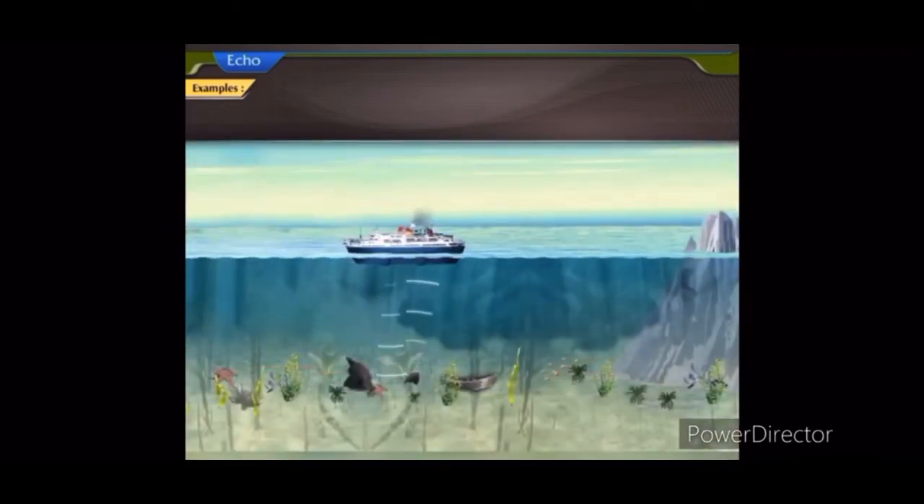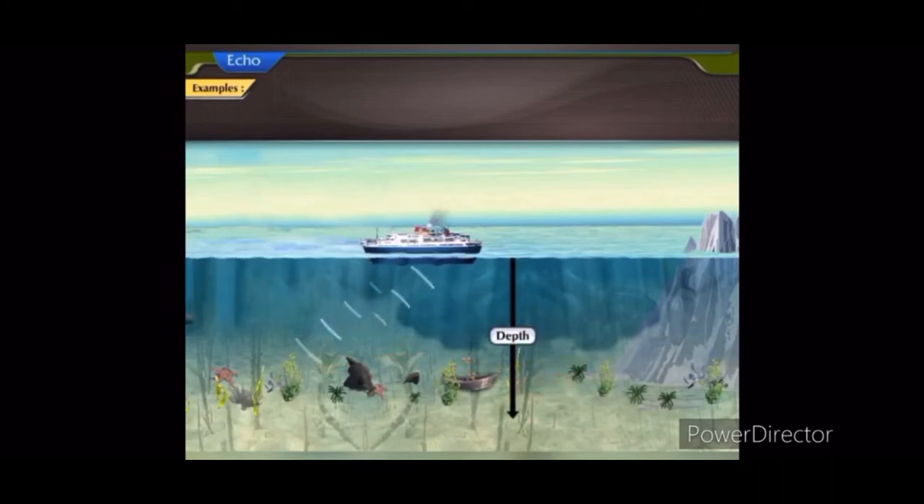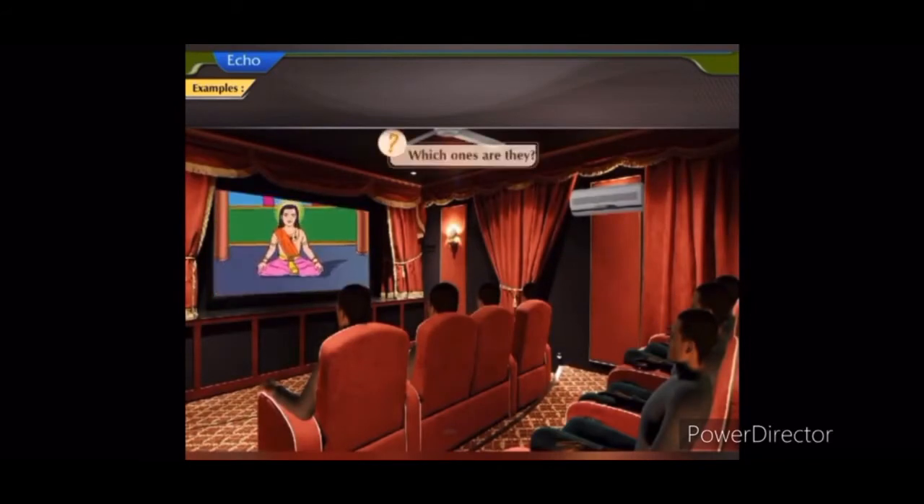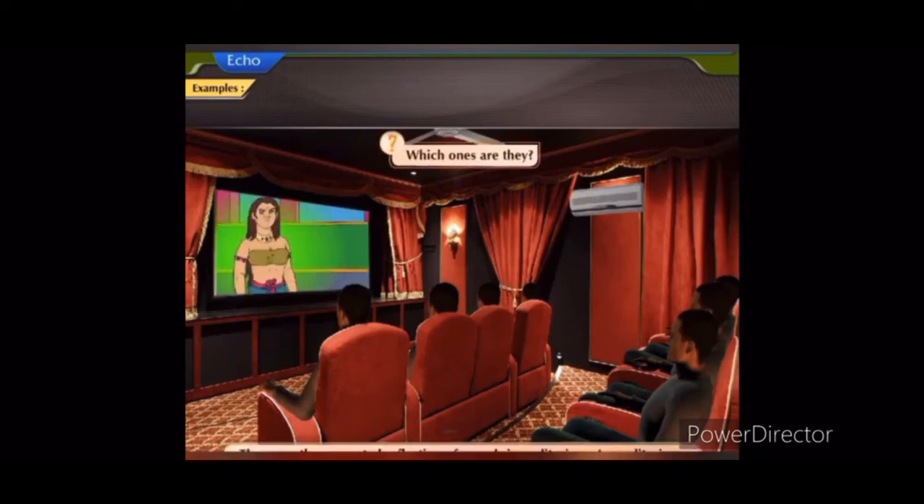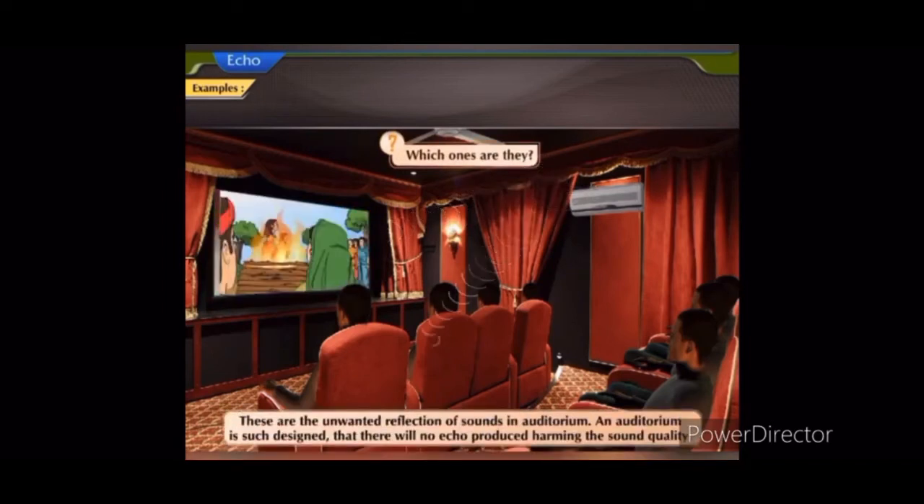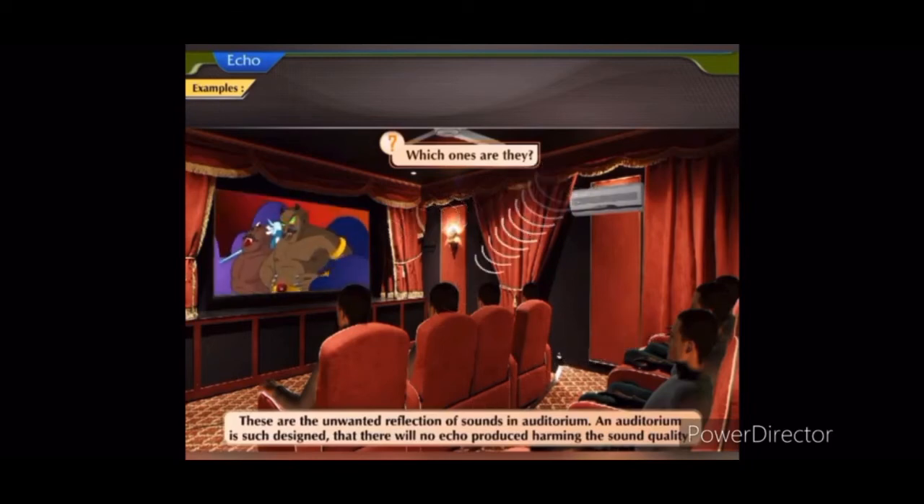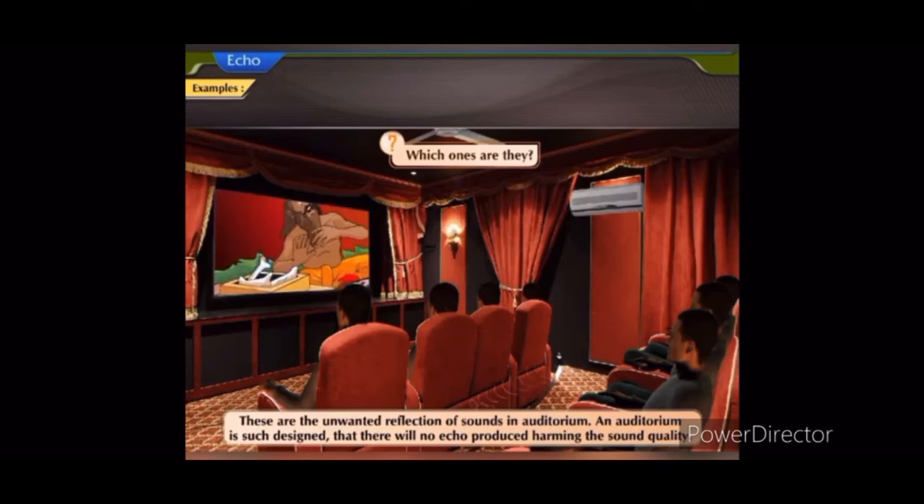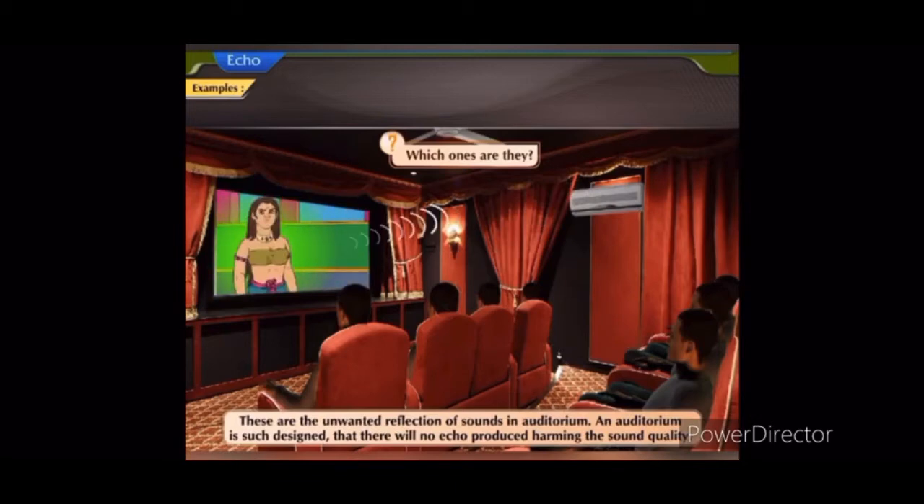Reflection of sound is utilized in measuring the depth of oceans. Sometimes reflections of sound may be undesirable. Which ones are they? These are the unwanted reflections of sounds in an auditorium. An auditorium is designed in such a way that there will be no echo produced harming the sound quality.